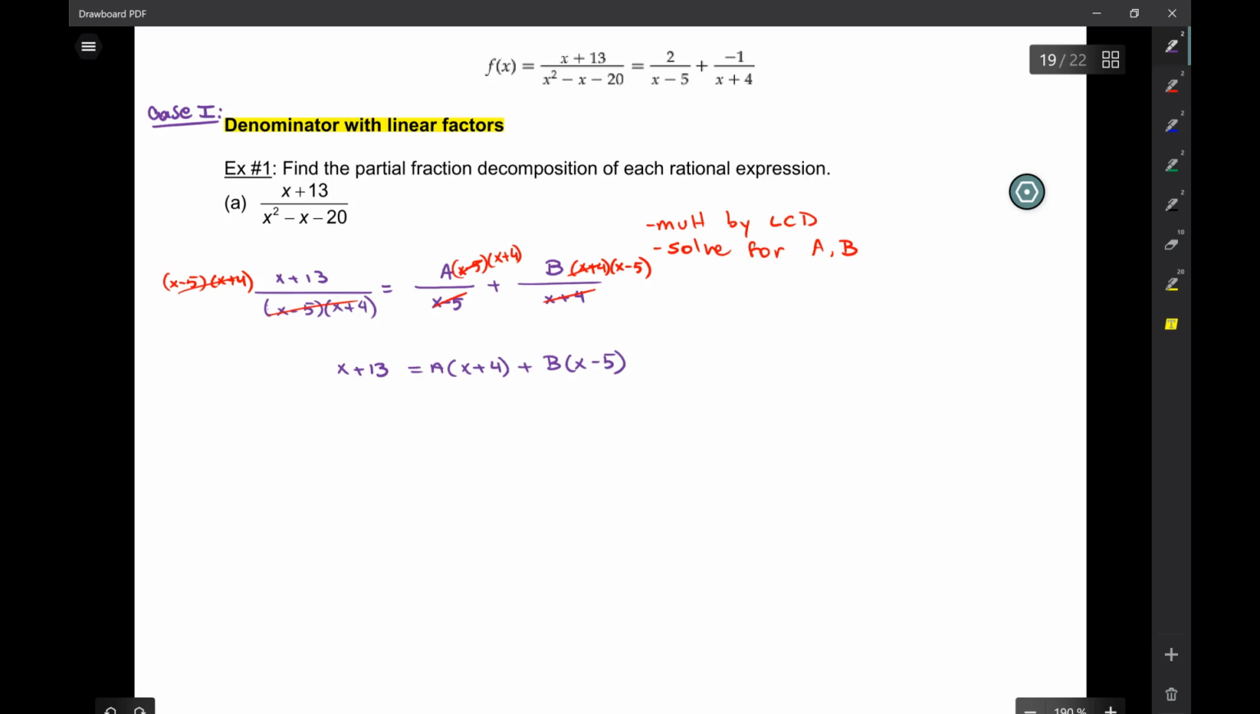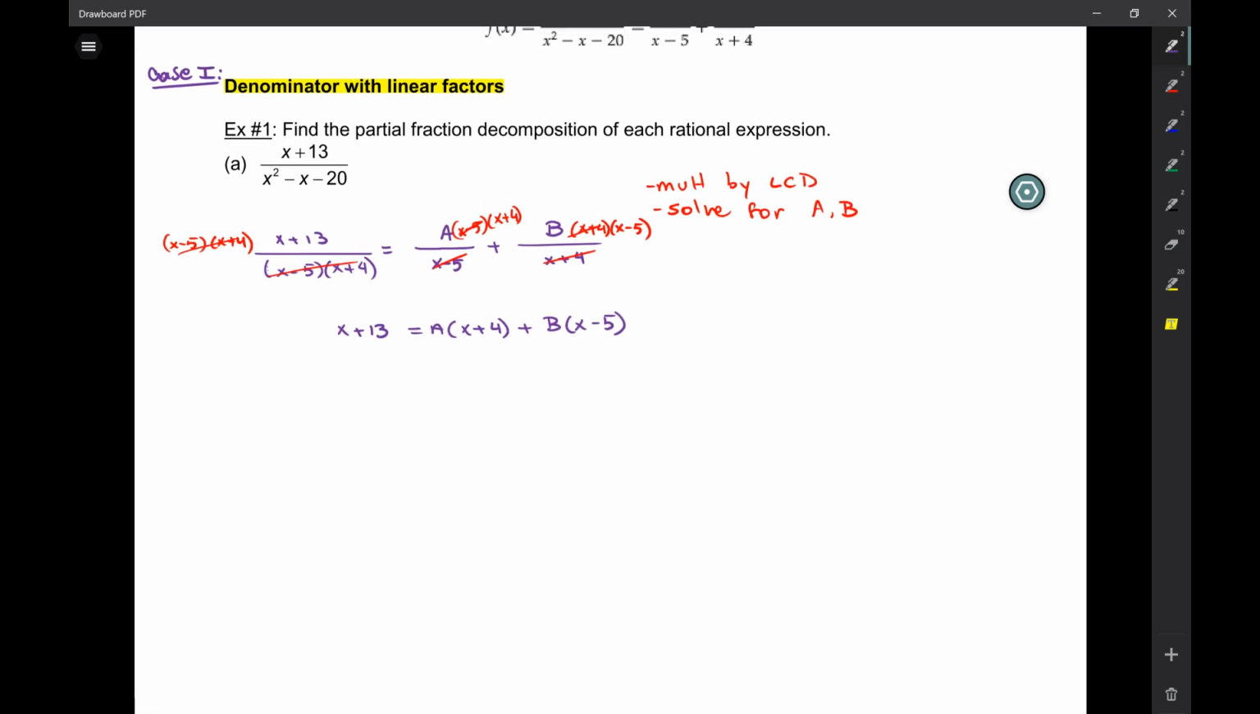Okay, now we're going to plug values in here for x in order to get 2 equations and eventually solve for A and B. You can plug in any value you want, -7, positive 243.2, whatever you want. The wisest choice is to plug values in here that will make one of the parentheses 0.